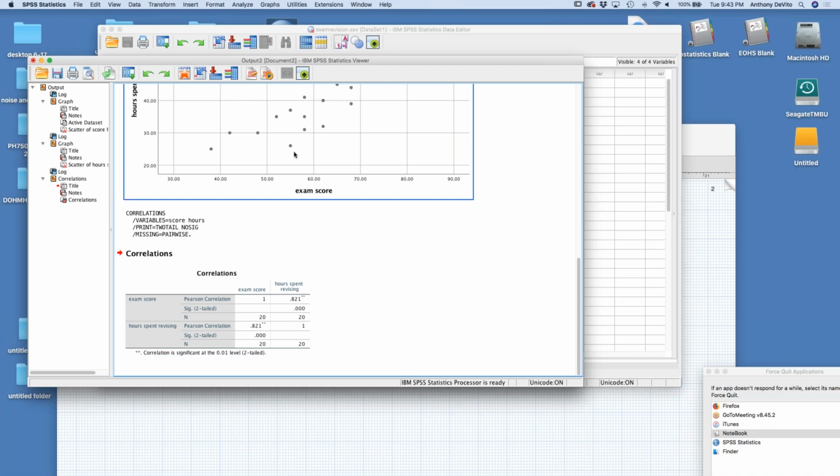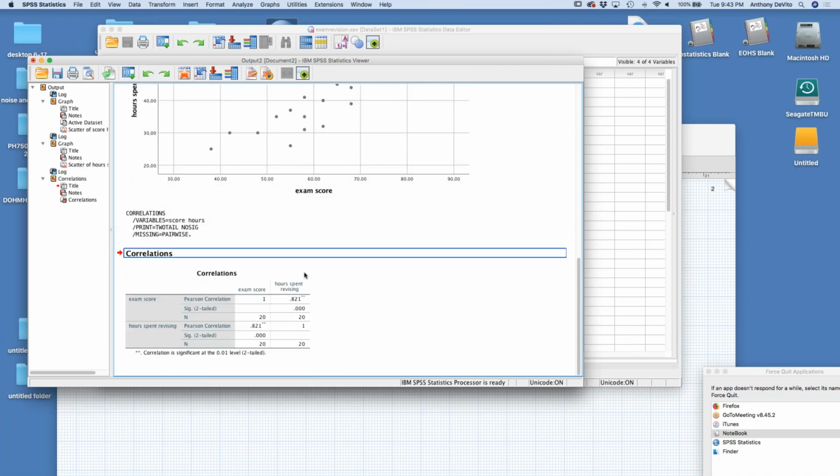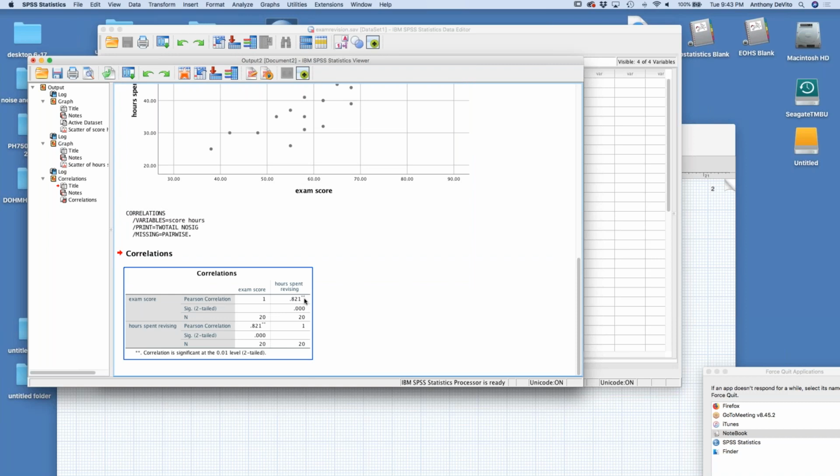The dots would be way more scattered than this, right? So that would be a poor association, but it still might be statistically significant. It's just that it's not as good an indicator of what the exam score might be. And that's more important to us when we get into regression. So the closer this is to 1 or -1, the stronger the correlation between these two variables.